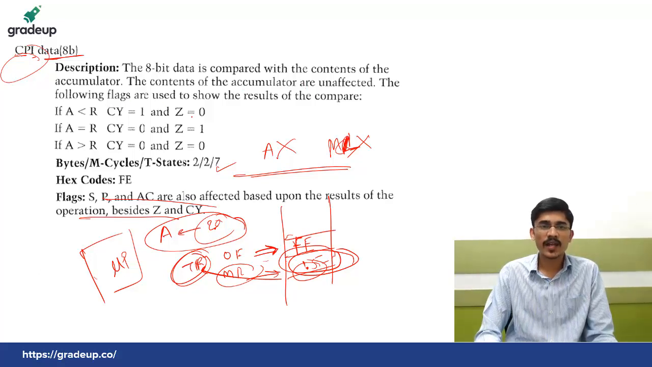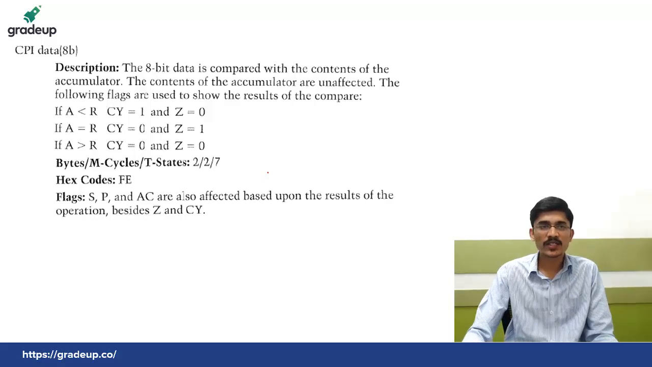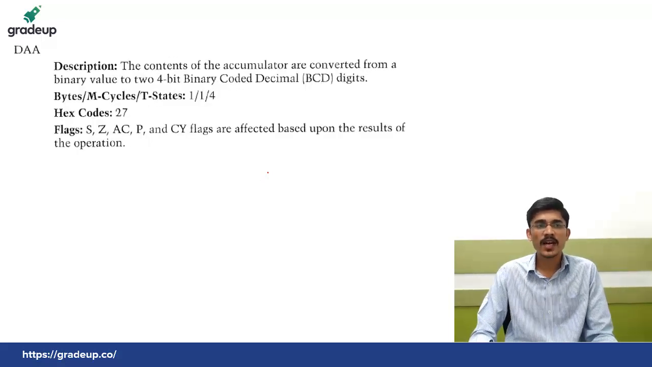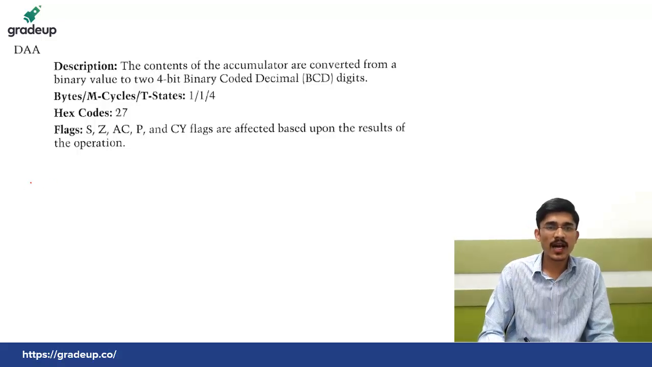How the flags are affected I have given here, and the remaining flags are also affected based upon the result. Be alert about this. So let's move to the next instruction, which is DA. What do you understand by DA? DA is basically decimal adjust accumulator.